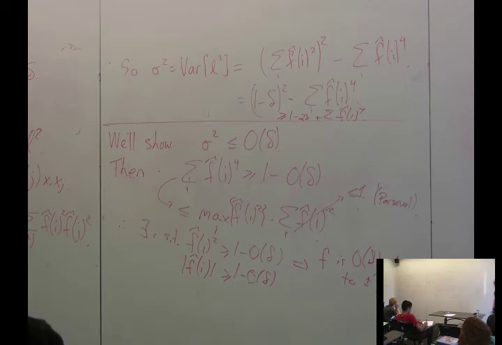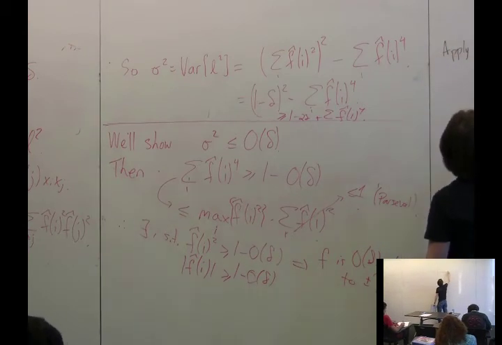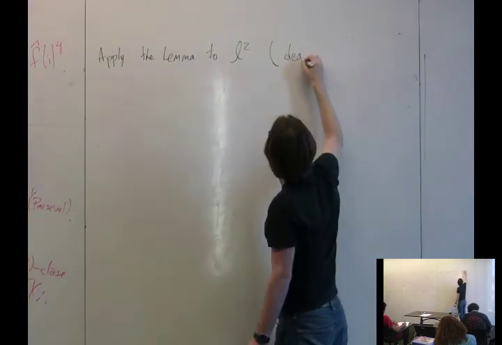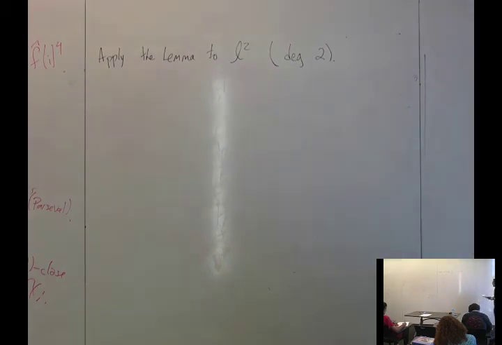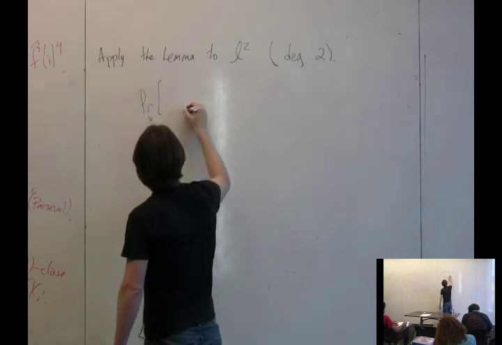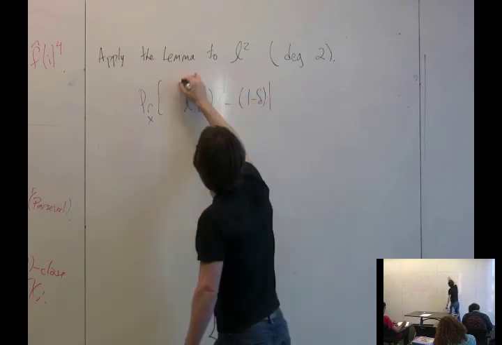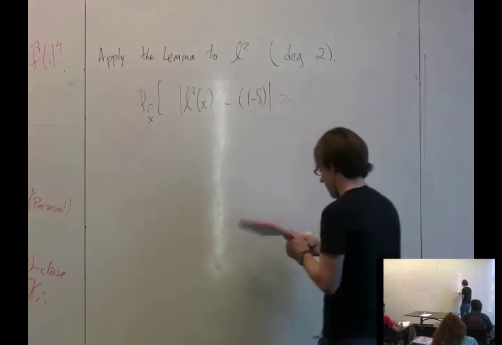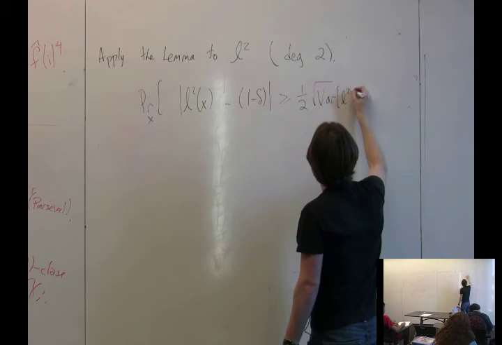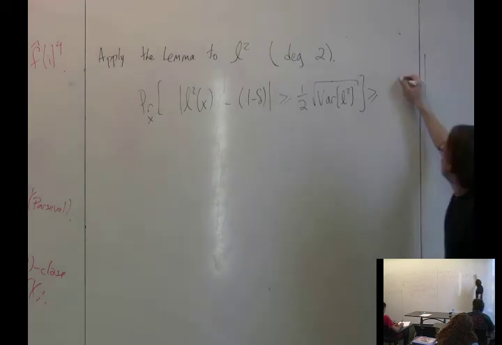All right, so we apply the lemma to L squared, which has degree 2. And we just immediately, just writing it in, we get that the probability over x that L squared of x minus its mean, which we know is 1 minus delta, is greater than or equal to half the square root of the variance of L squared, is at least 1 over 16 over 9, which is 1 over 144.